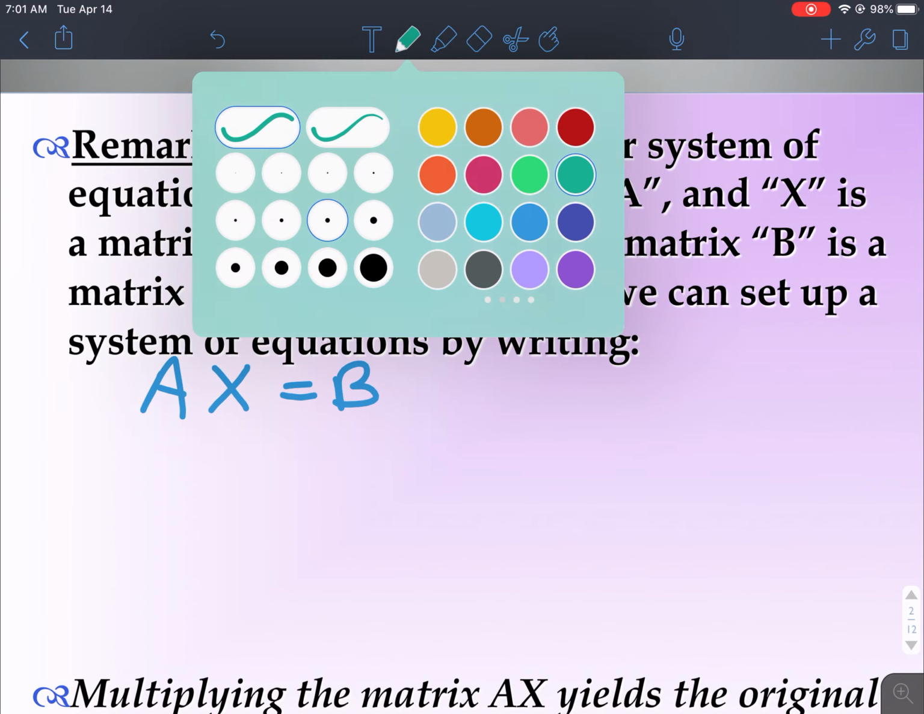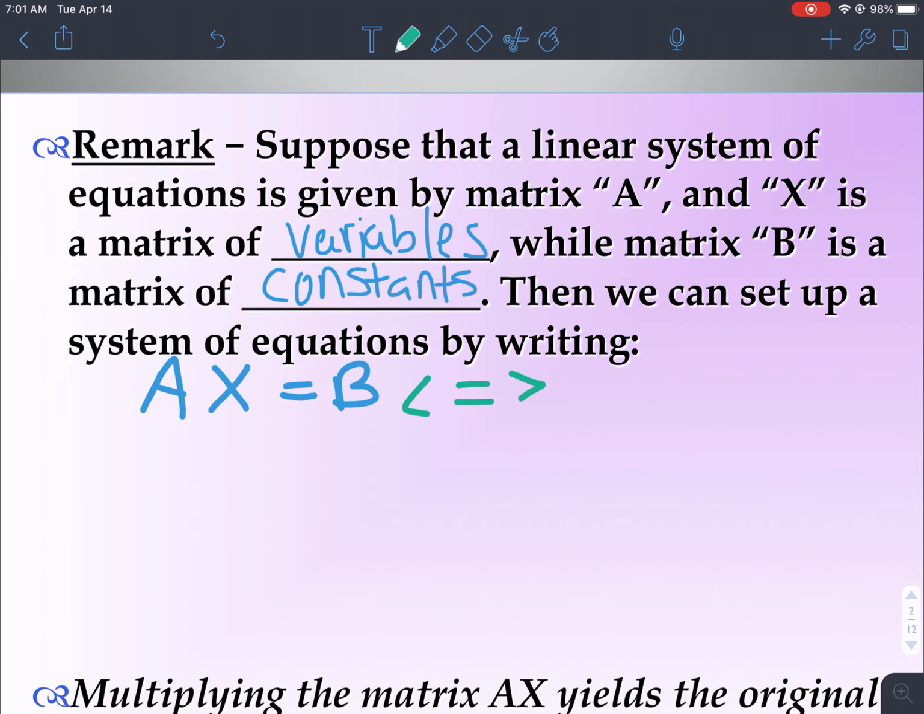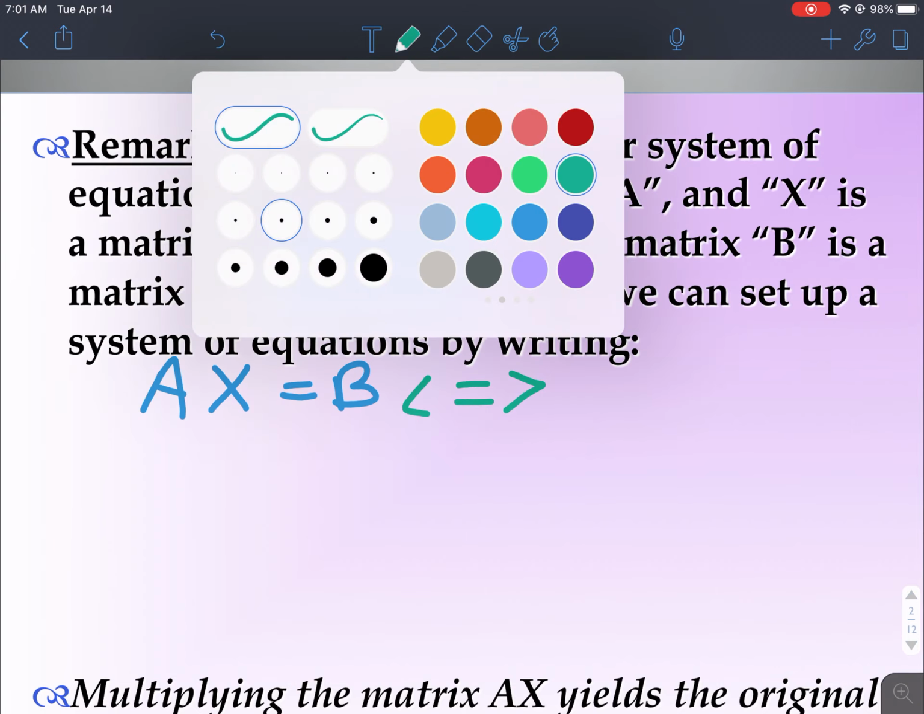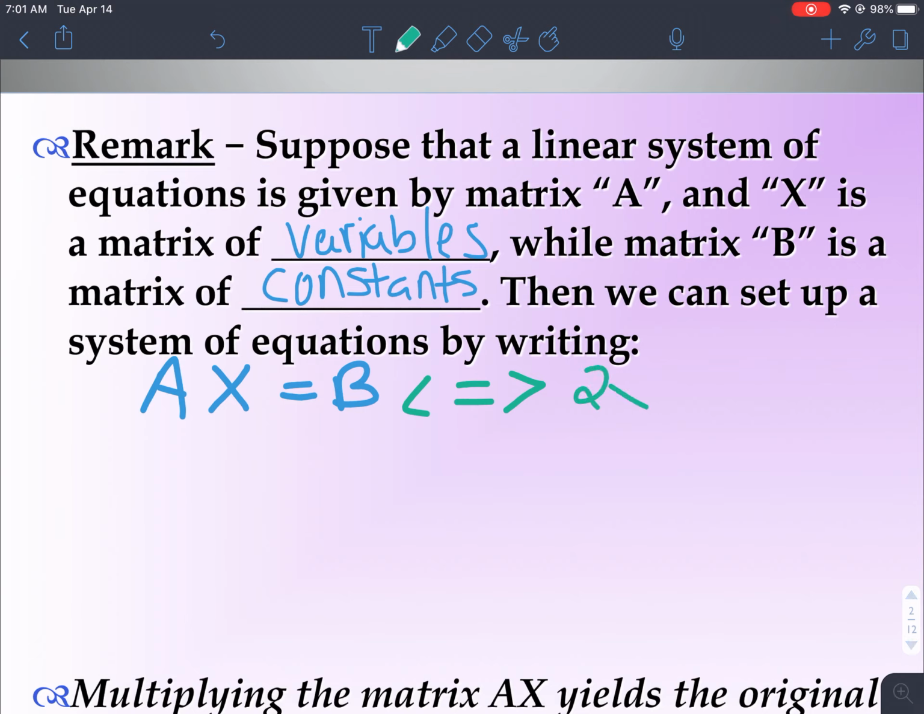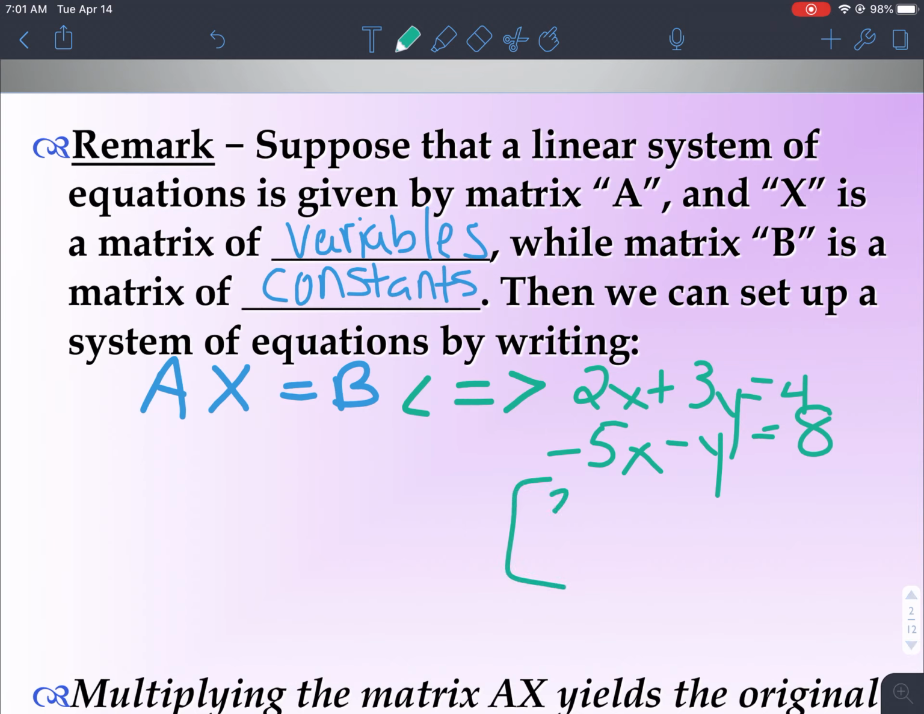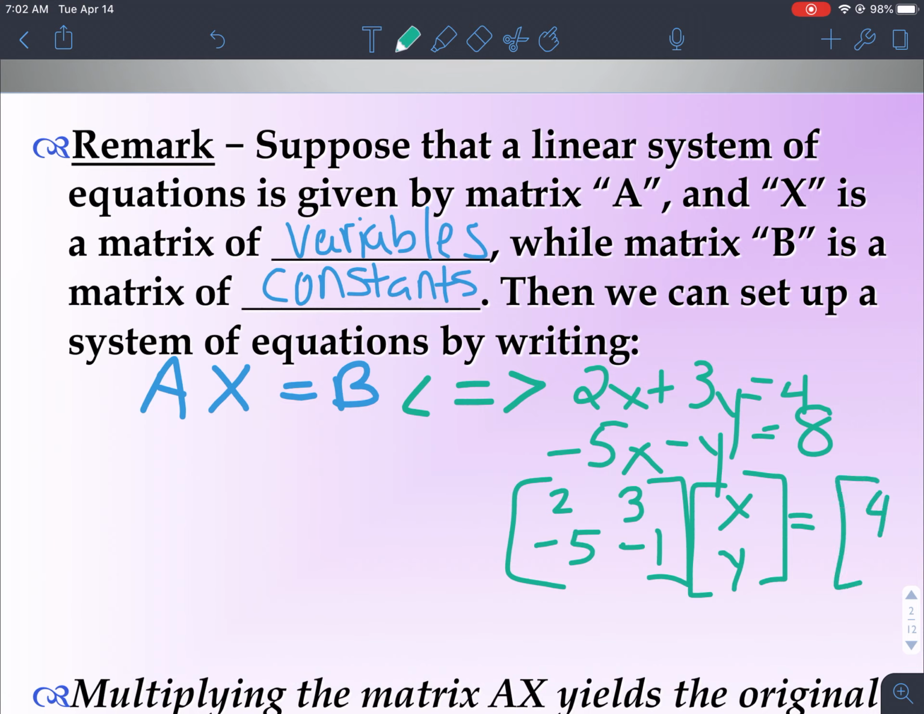So suppose that we came up with just a small example, say 2x plus 3y equals 4, and negative 5x minus y equals 8. Just any numbers you want. Well, I could write this in matrix language. There's a matrix of coefficients. There's a matrix of variables. And there's a matrix of constants.